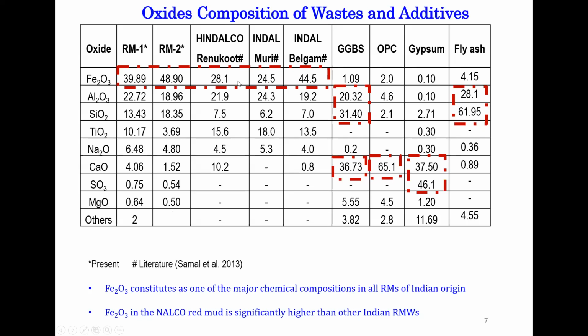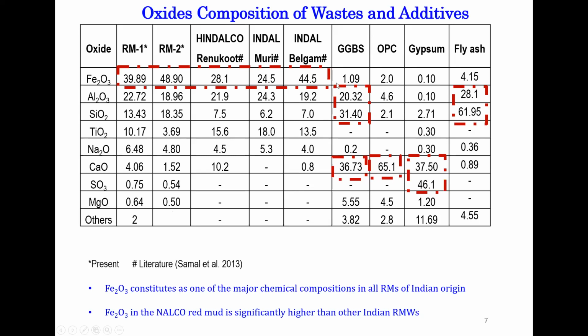Suppose you look at the red mud itself, one of the oxide compositions, that is Fe2O3, varies from as low as 24.5% to as high as 48.9%. So this is almost double. So then how to deal with such kind of materials, because the material itself is distinct in oxide composition. Then we commonly use a variety of additives to stabilize the waste materials, which include slag, cement, gypsum, fly ash, lime, and so on and so forth.